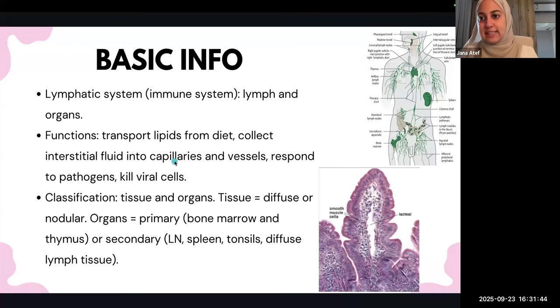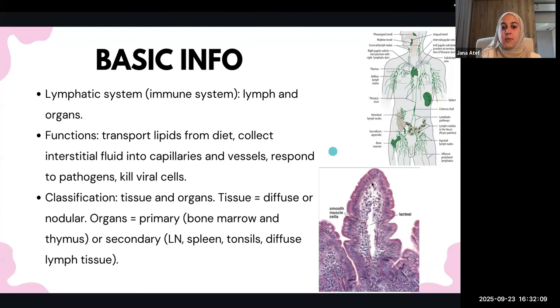Okay, so basically these are the functions of the lymphatic system. It can transport lipids, collect interstitial fluid, and respond to pathogens and kill viral cells. Okay, so we have some classifications. The lymphatic system itself is classified into two: tissue and organs. There are two kinds of tissue, diffuse tissue and nodular tissue. We're going to go into details. What does that mean? But the other classification of it is organs.